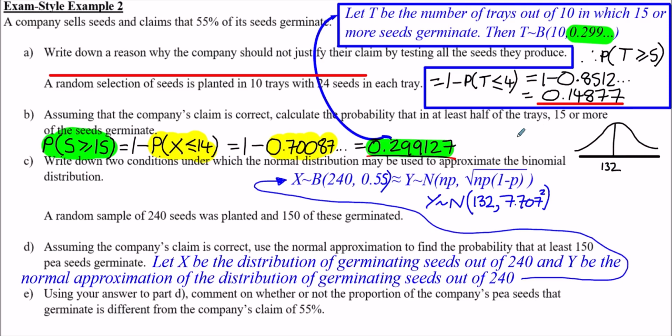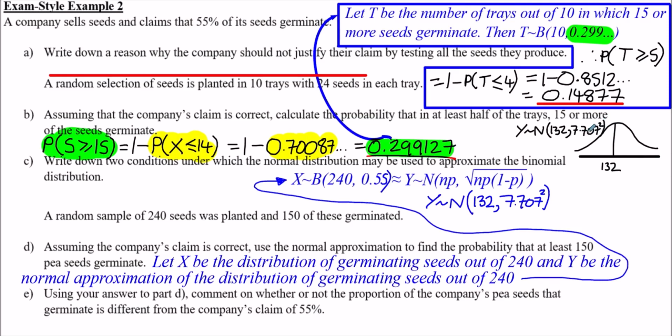So if I just write here that this is the normal approximation, this here is y, which is normally approximated with mean 132 and 7.707 squared for the variance. So now we need to remember to use the continuity correction here, okay?